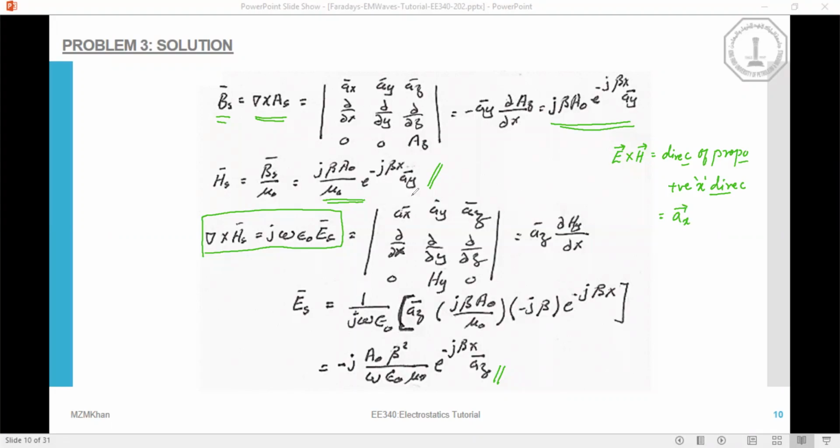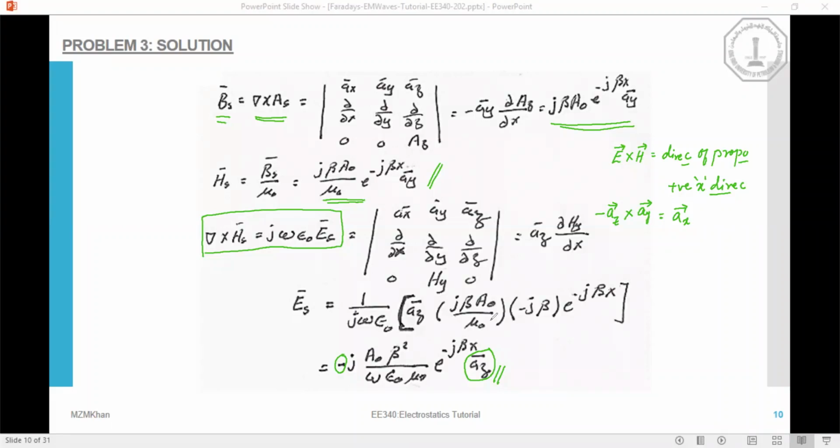Now my magnetic field is AY. So what should be E bar? E bar should be AZ, because AZ cross AY will be minus AX, but here it is plus AX. So it should be minus. Okay, got it? Yes.